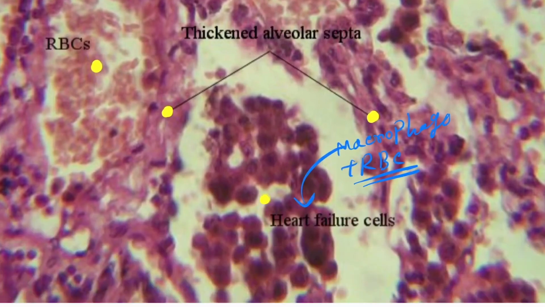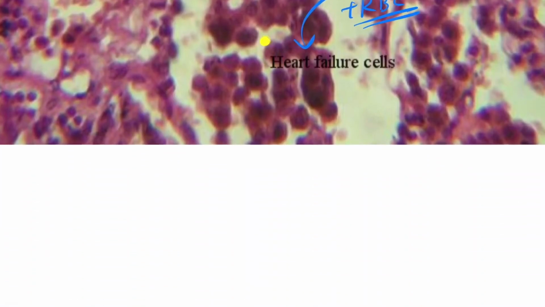Next is thickened alveolar septa. Here you can see thickened alveolar septa. So that's it for the chronic venous congestion of lung.